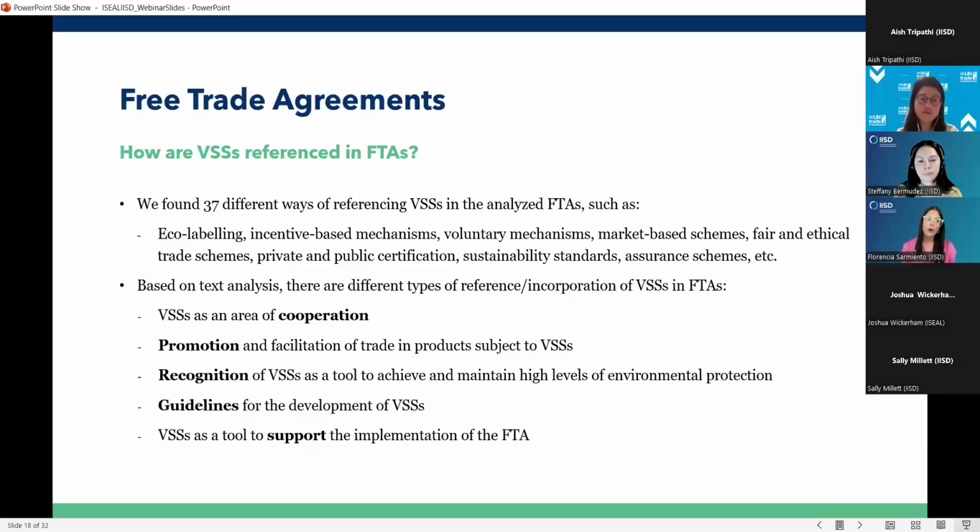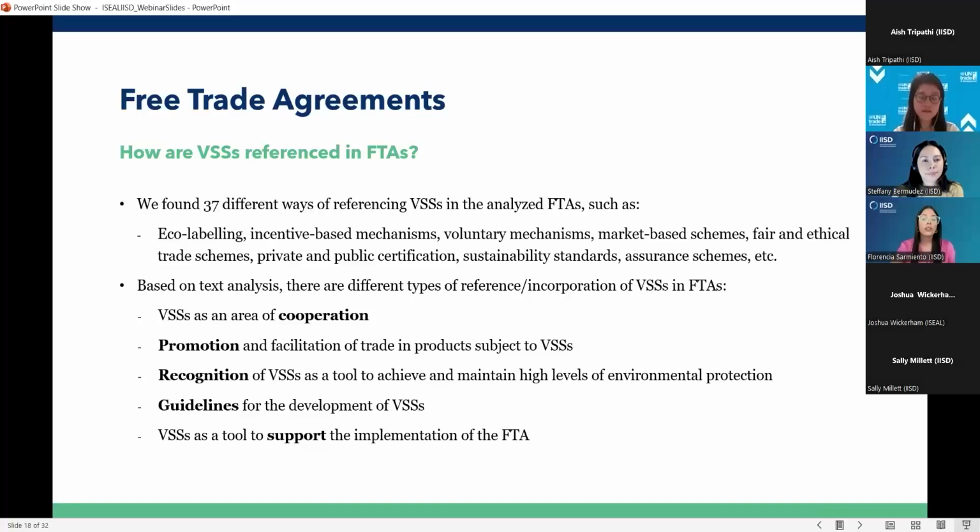But there is also a variation in the use of VSS. And based on text analysis, we identify 5 different cases. The first one is VSS as an area of cooperation. Parties may agree to cooperate on VSS, sometimes listing them as an area of cooperation or by including exchange of information. Some agreements also include exchange of information in terms of efficiency of implementation of these mechanisms. There is also promotion. Parties may state that they will facilitate and promote trade in sustainable products, including those that are certified. And this is sometimes found in relationship with specific issues, such as deforestation.